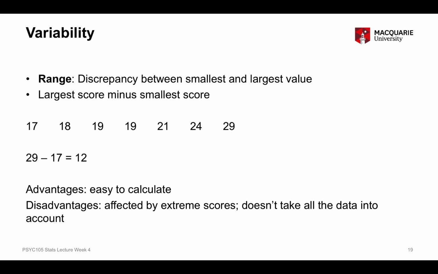Some of the disadvantages of the range are that it's very affected by extreme scores. So if you had, say, 10 people and they were all age 17 except for one who was age 60, then you'd have a massive range, even though that doesn't really represent the majority of the scores. The majority of the scores have very little variability. And it also doesn't take into account all of the data. By its definition, it only thinks about the smallest score and the biggest score.